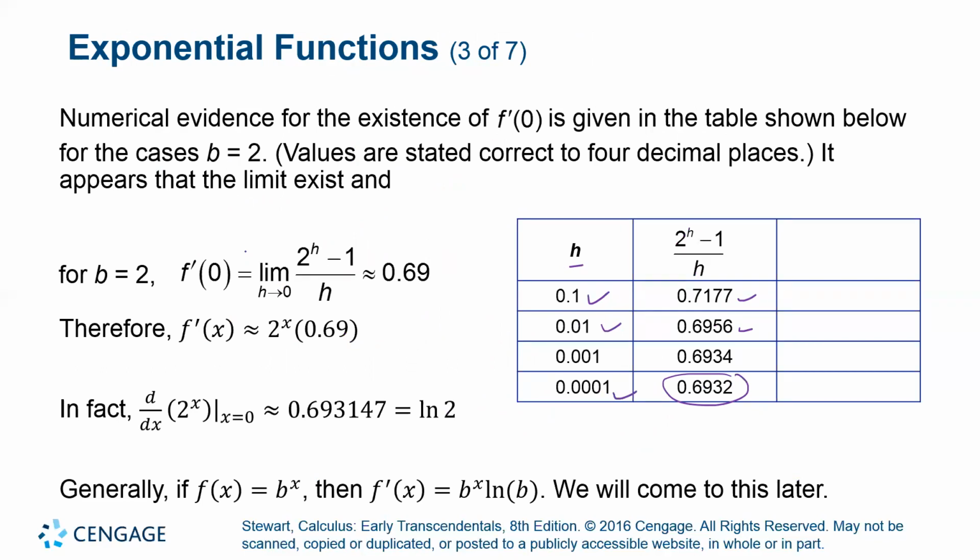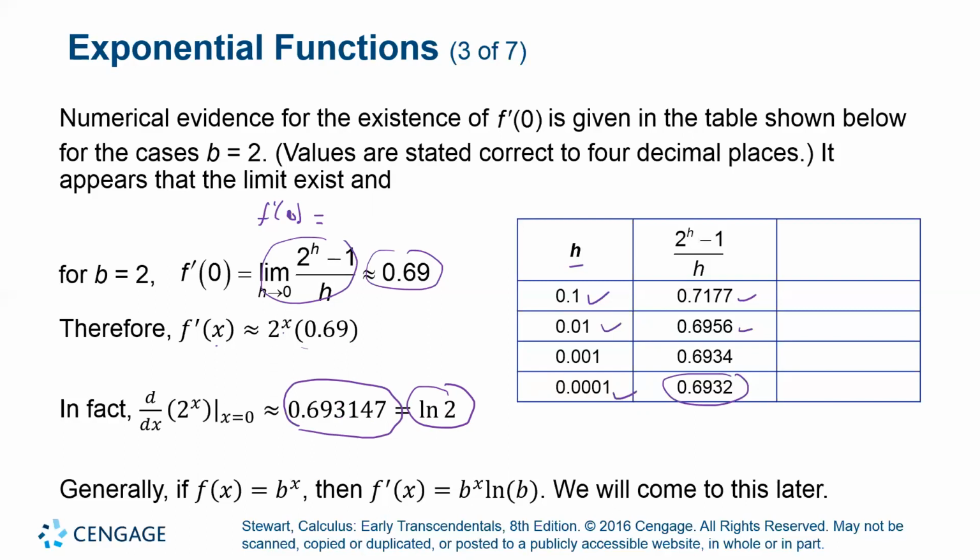When we evaluate this, that's f prime at x equal to 0. For this expression, it's approximately equal to this. In other words, when I take this expression and evaluate it at x equal to 0, I get that value. Therefore, f prime of x is approximately 2 to the x times that value. Now you will notice that this value is actually the natural log of 2. If you have a calculator, you can check that natural log of 2 to 6 decimal places is that value.